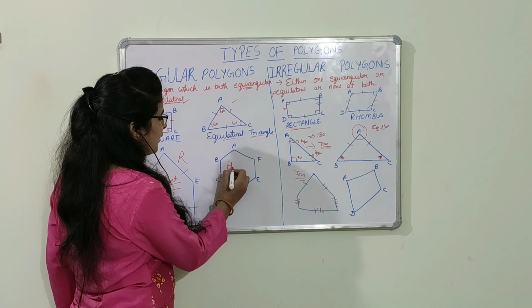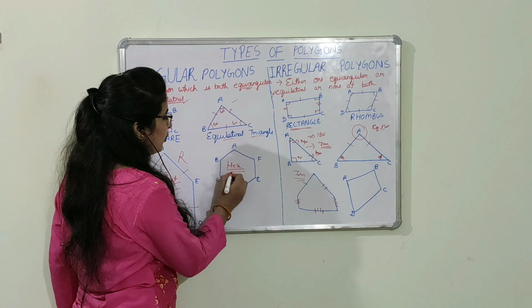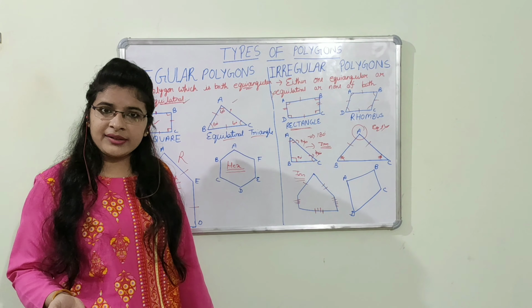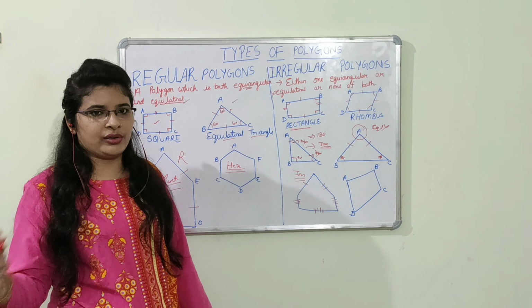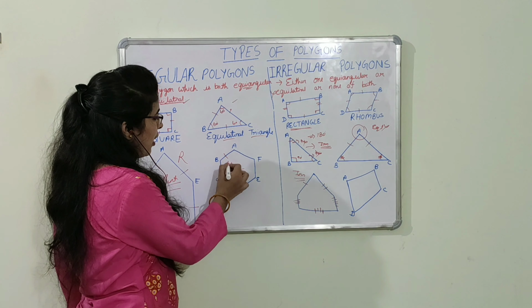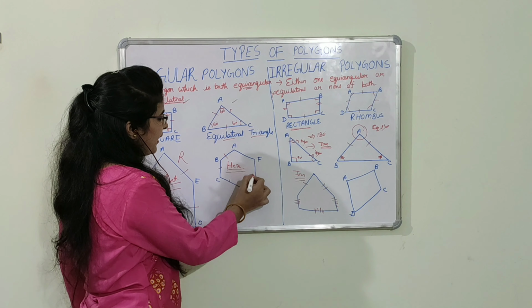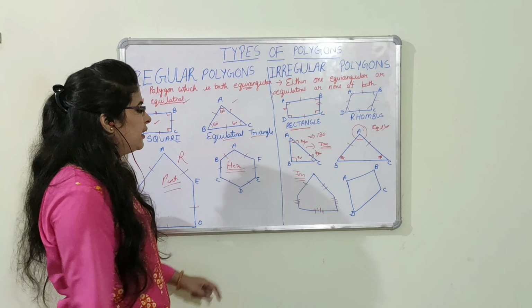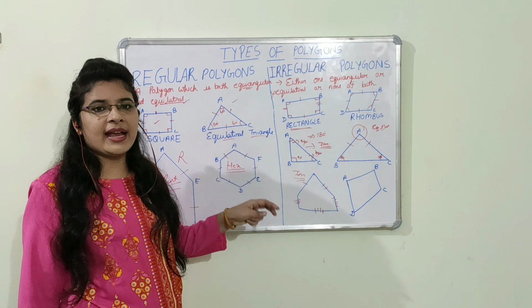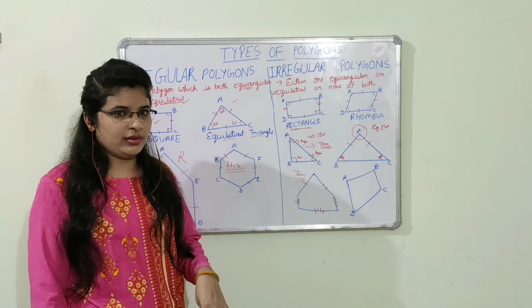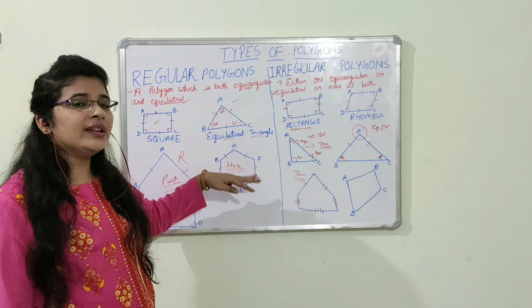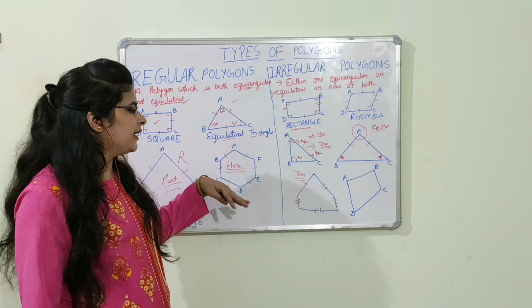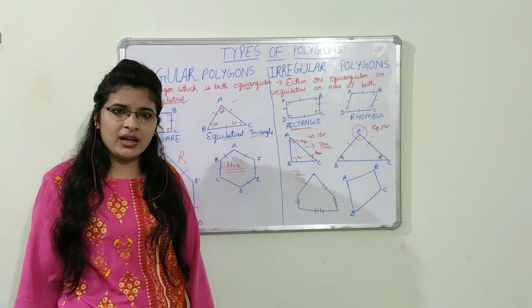The same condition is for a hexagon also. A hexagon can be a regular hexagon also and an irregular hexagon also. If all the sides of this hexagon are equal, then it will be known as a regular hexagon. And if all its sides are not equal, then it will be known as an irregular hexagon.